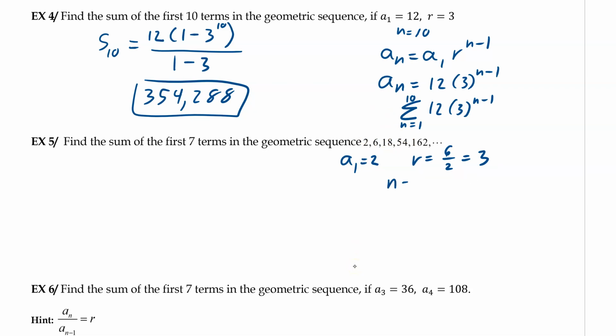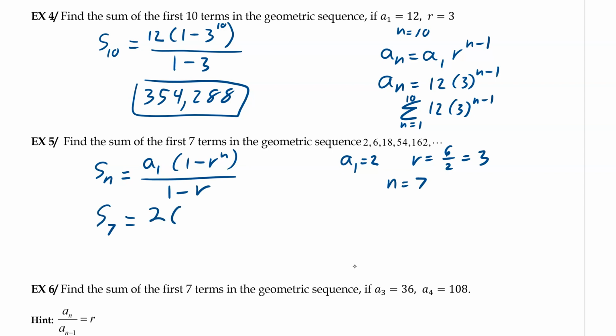And if it wants the first 7, we know our n is 7. So s sub n equals a sub 1, 1 minus r to the n, all over 1 minus r. So we plug that in, s sub 7, a sub 1 is 2, 1 minus 3 to the 7th, over 1 minus 3, and that's all we have to do is plug that in our calculator.